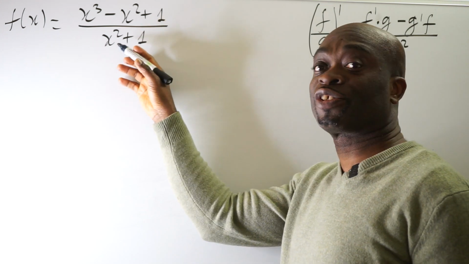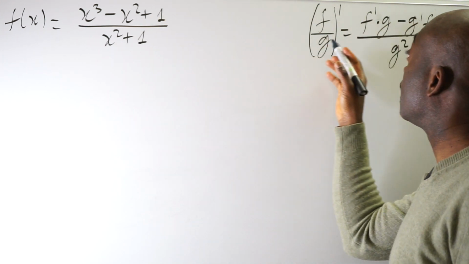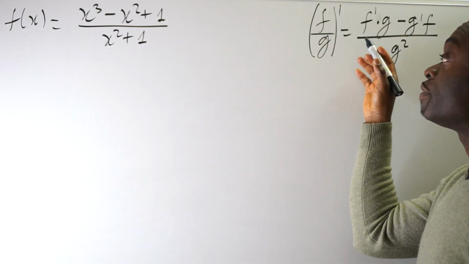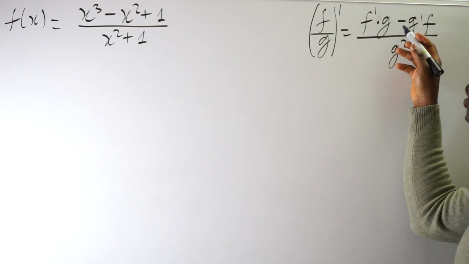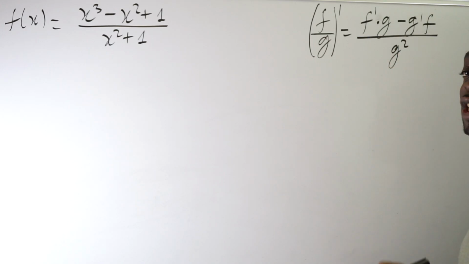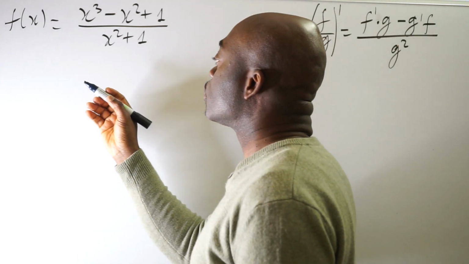Let's divide this rational expression here by using the derivative of a quotient, which is f prime times g minus g prime times f, over g to the second power, right? So let's go for it.